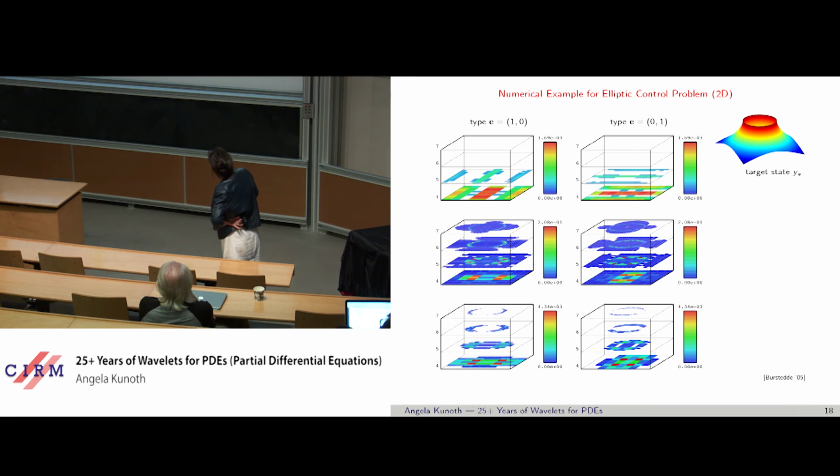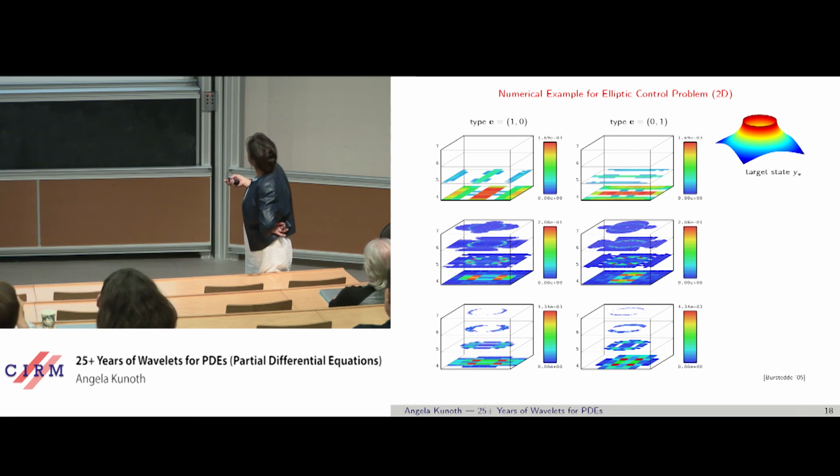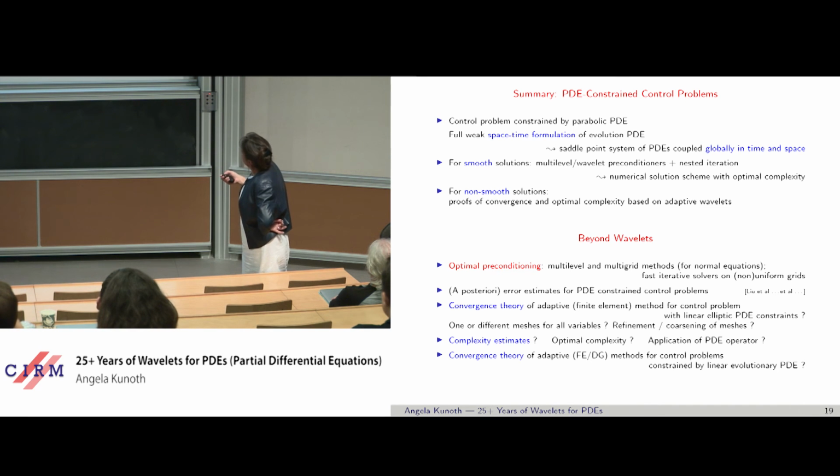This is an example to show that it makes sense. This is the state, the co-state, and the control, and it makes sense to use different meshes for the different kind of variables.